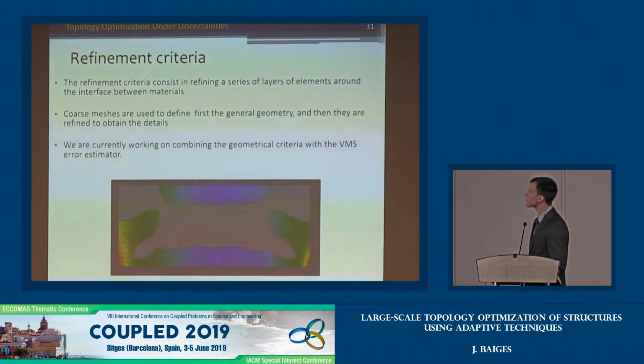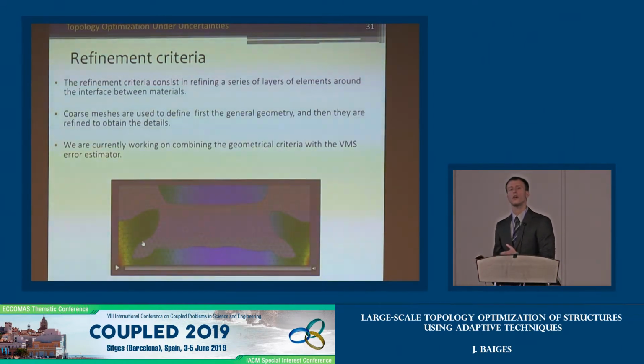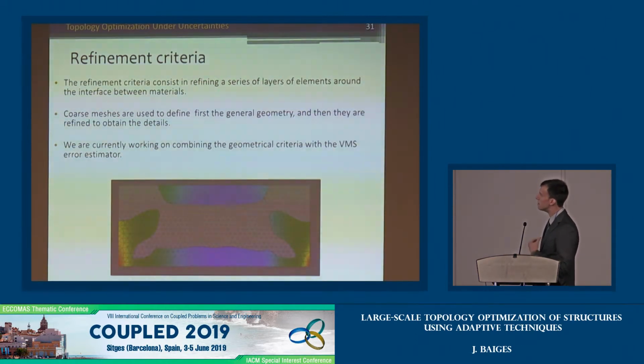in order to approximate these integrals, and basically it will allow us to integrate over the computational domain in an efficient manner. With respect to the refinement criteria, we are going to use a very simple refinement criteria here, which will consist precisely in refining only a series of layers of elements which are close to the interface between the soft and the stiff material. And also we are going to start our simulation with very coarse meshes, and then as we approach the optimal solution, we are going to start refining. Okay? And also we are currently working on combining the geometrical criteria with the variational multiscale error estimator that I just explained, but I cannot show the results yet.